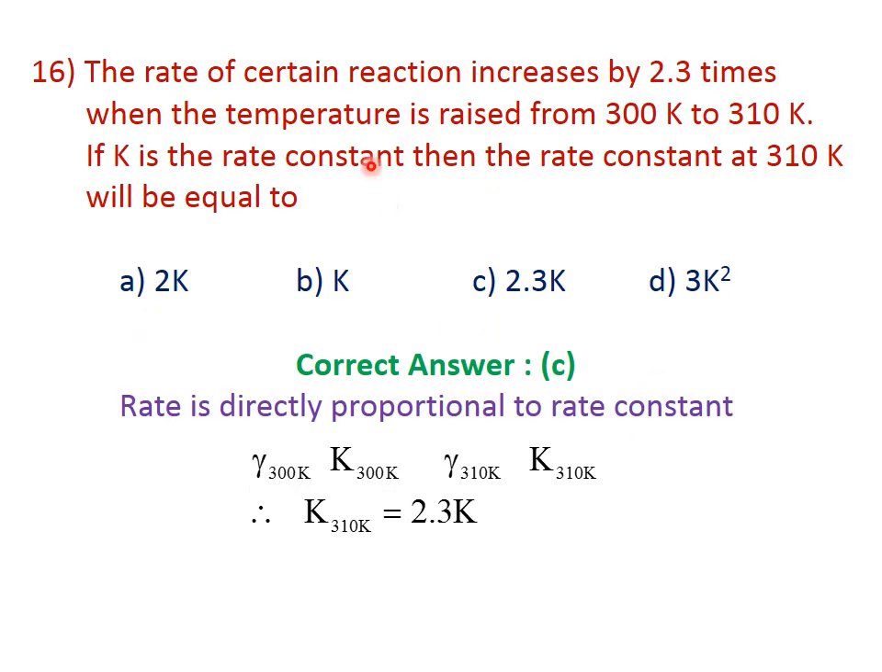Question number 16. The rate of the reaction increased by 2.3 times when the temperature increased from 300 Kelvin to 310 Kelvin. If K is the rate constant, then rate constant at 300 Kelvin. அதாவது 2 times increase ஆகுது. 300 கெல்வினில் நல்லா கவனிச்சுக்க, 300 கெல்வினில் the rate constant K இருந்ததுன்னா 310ல எவ்வளோ இருக்கணும்? 2.3 times correct ஆக இருக்கணும். அப்போ 2.3 into K. அப்போ the correct answer is C. The rate is directly proportional to rate constant. If K is the rate constant at 300 Kelvin, then the rate is 2.3 into K. The correct answer is C.